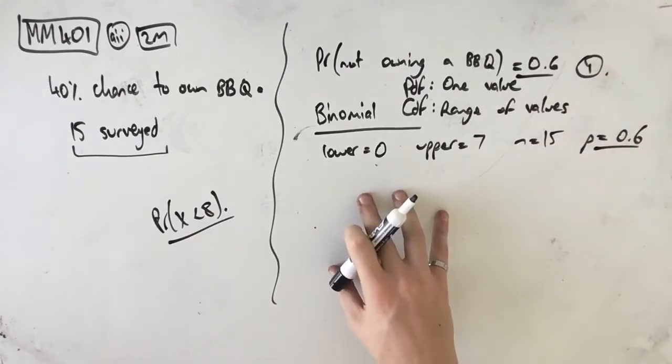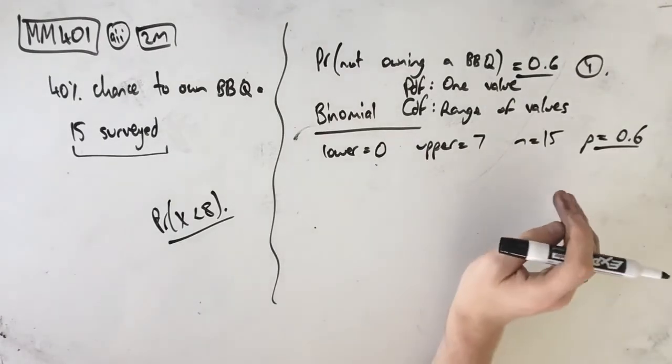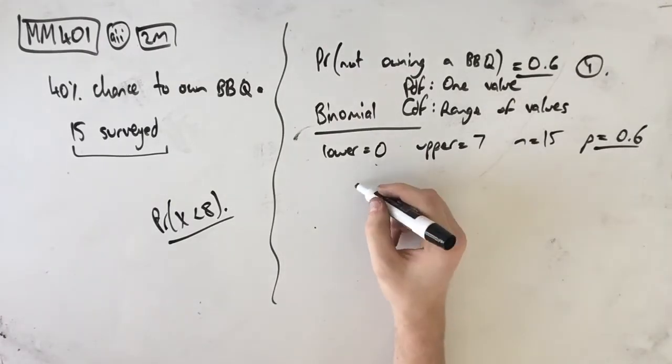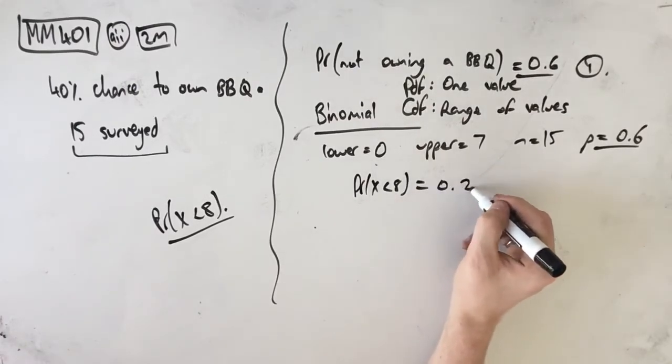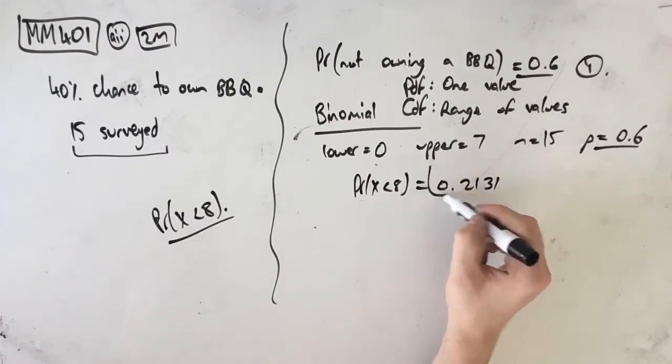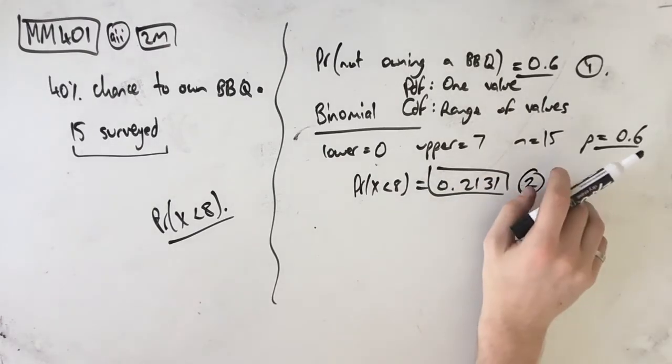So we're looking for the probability that less than 8 of them don't own a barbecue. And what we come out with when we click enter on our CAS is the probability that X is less than 8 equals 0.2131. This is our final answer for part AII. It's our second mark there.